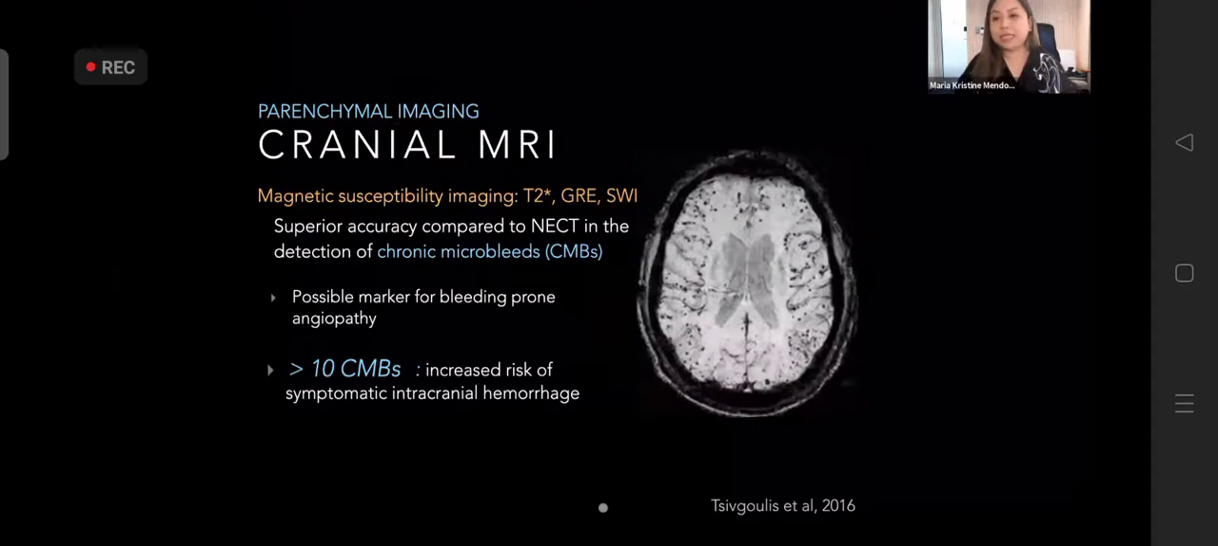One advantage of MRI is its ability actually to detect chronic microbleeds. So these are virtually invisible in CT scan.